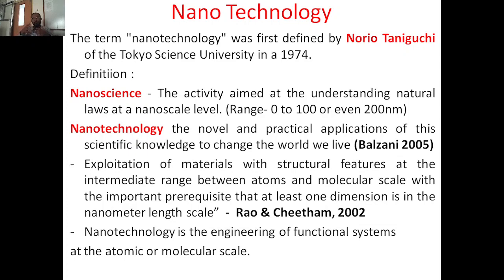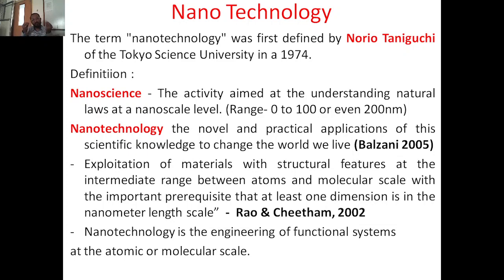But the important prerequisite is that at least one dimension is in the nanometer length scale. That means only one of the dimensions has to be in the nanoscale. Then only are we going to call it nanotechnology. Okay, so that was according to Rao and Cheetham.